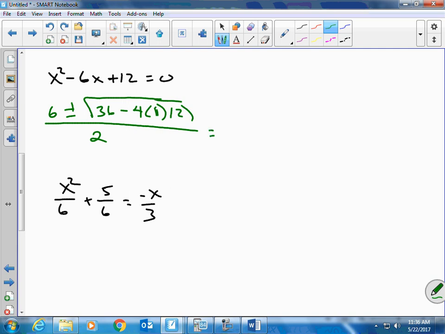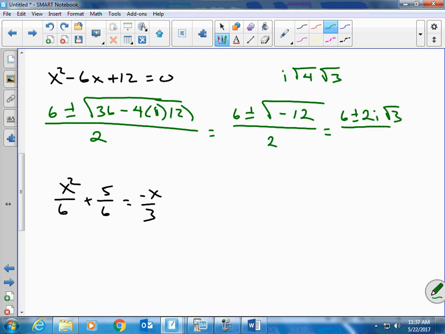All right, so 6 plus or minus the square root of, I see 36 minus 48, I see a negative 12, all over 2a. Let's reduce that thing down. I get 6 plus or minus, well, the square root of 12 can be broken into i times the square root of 4 times the square root of 3, right? Because 4 times 3. That's going to break down into 2i square root of 3 over 2. The 2 goes into both the 6 and the 2, so I get 3 plus or minus i square root of 3, reducing the 2 out of both of those terms.